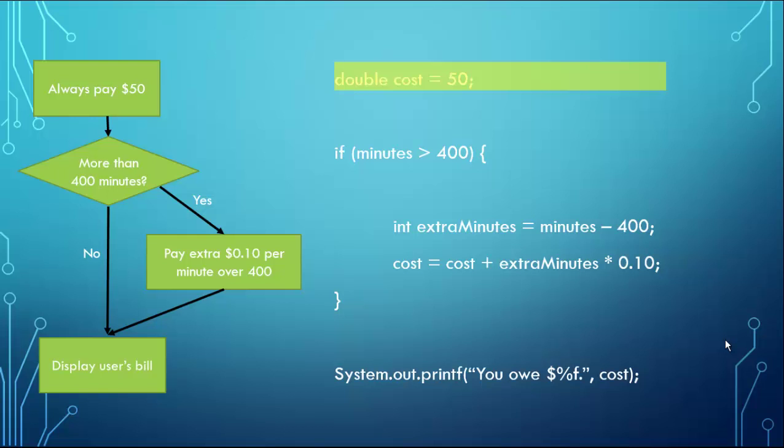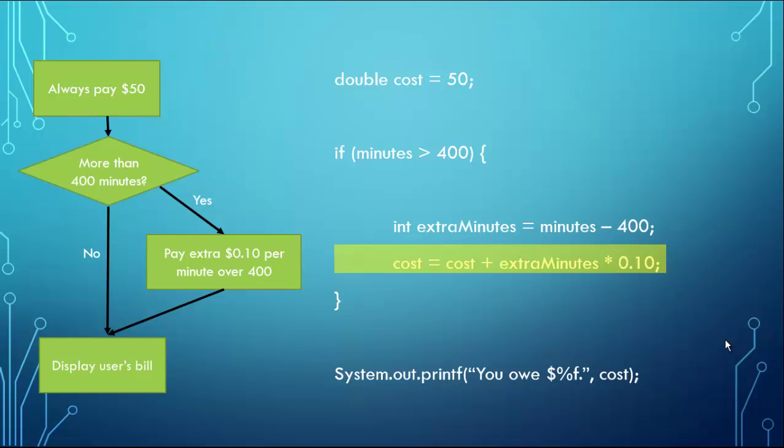So we start with cost equal to 50, and then the program asks, is minutes greater than 400? 500 is greater than 400, so we're going to go inside this if statement. Extra minutes is minutes minus 400. There were 100 extra minutes. Our cost gets added to that.